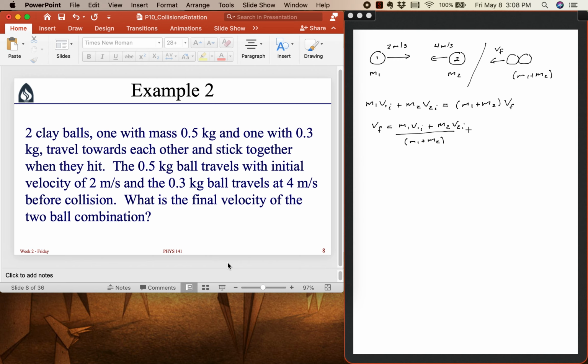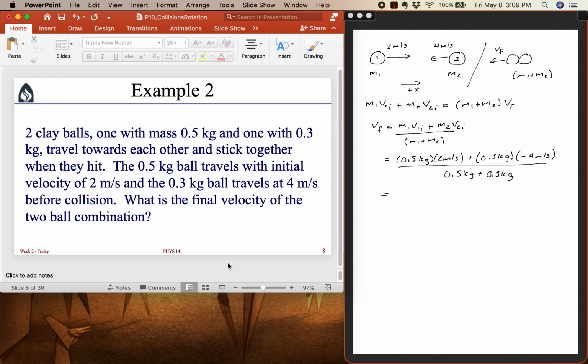So then we can go ahead and plug in some numbers. So M1, the mass of the ball that's traveling at 2 meters per second, is 0.5 kilograms, traveling at 2 meters per second. And that ball is traveling to the right, so that's a positive 2 meters per second if I assume that the positive x direction is to the right. Then the 0.3 kilogram ball is traveling with a velocity of 4 meters per second, but it's traveling in the negative x direction, so I better put a minus sign in when I plug in the velocity of that ball. Then the sum of the two masses would be 0.5 kilograms plus 0.3 kilograms.